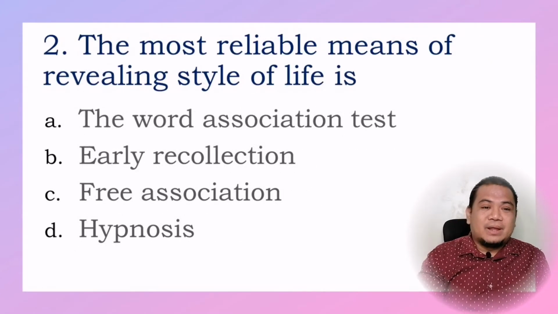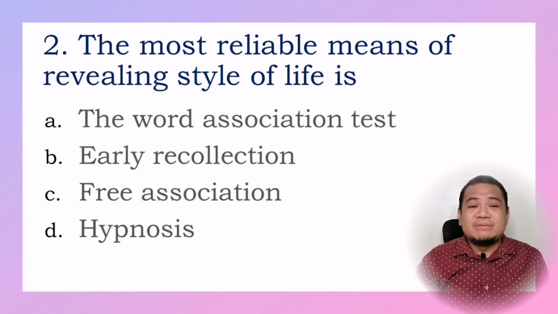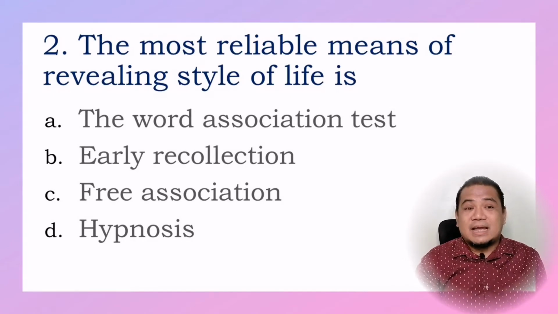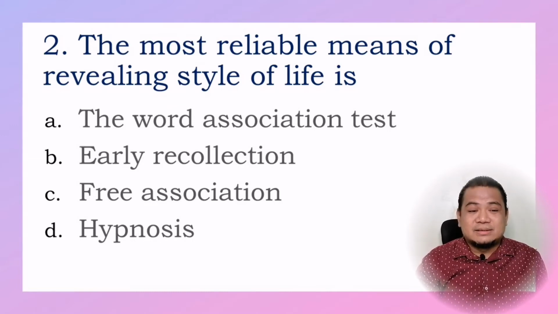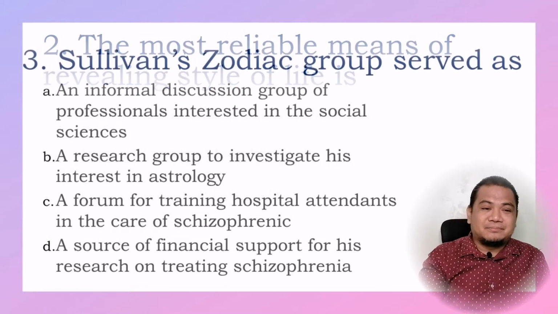Number 2. The most reliable means of revealing style of life is: A. The word association test. B. Early recollections. C. Free association. Or D. Hypnosis.